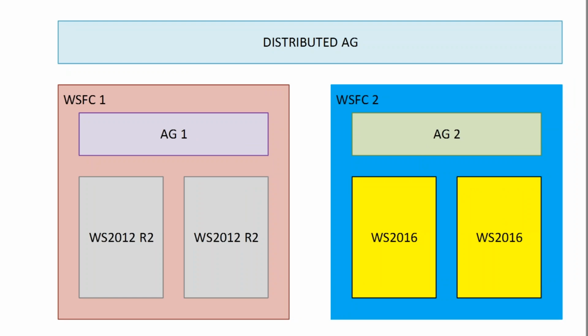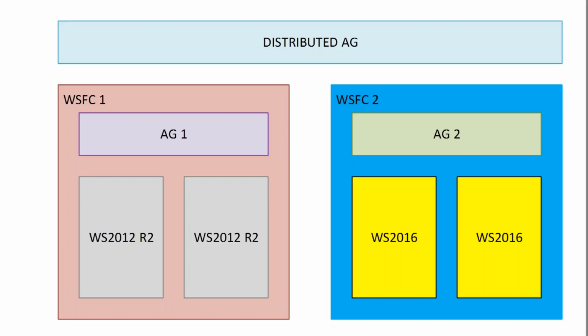So I have a single Windows cluster with 2 nodes and an AG. I've got another Windows cluster with 2 nodes and an AG. Now, prior to this, basically they were separate entities. You couldn't join them at all, right? Also note here that I've got Windows Server 2012 R2 as my nodes in the first cluster, and Windows Server 2016 as nodes in my second cluster.